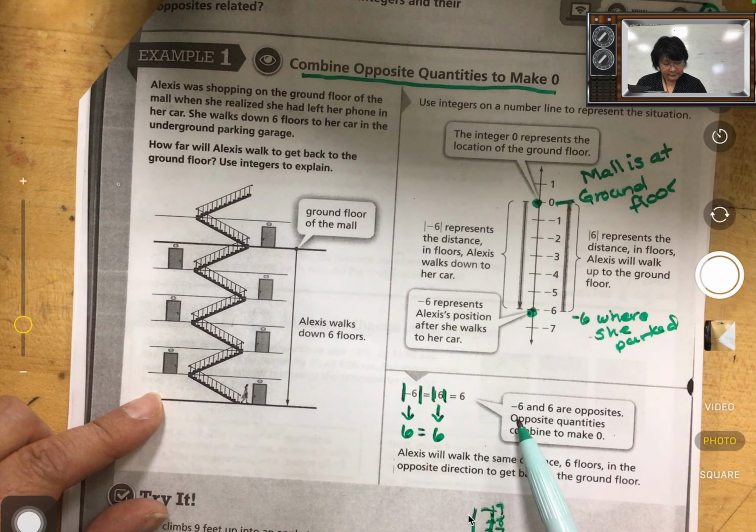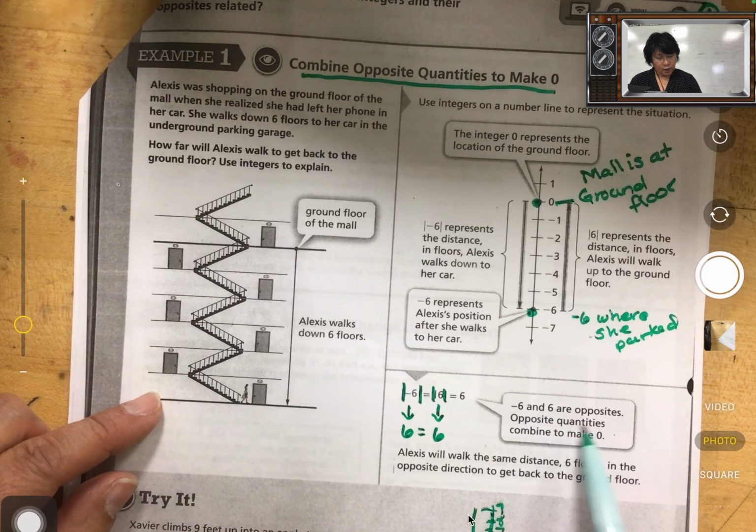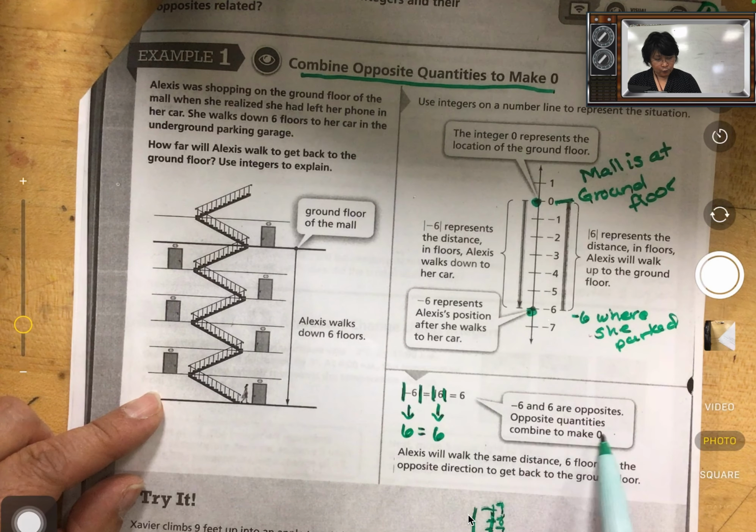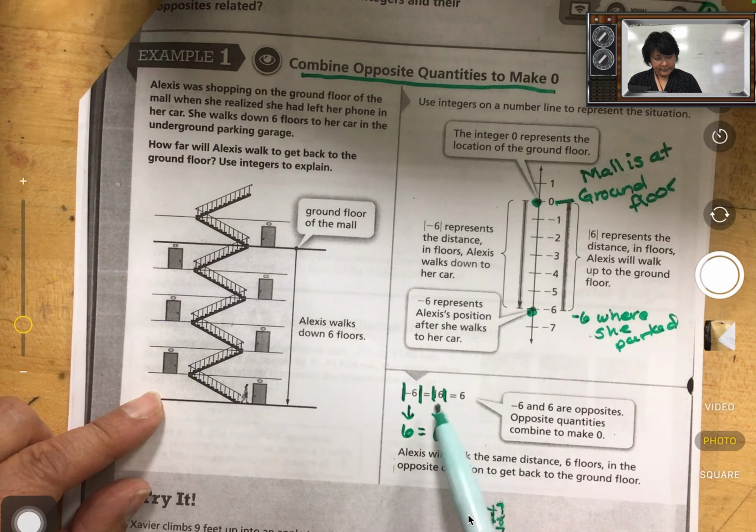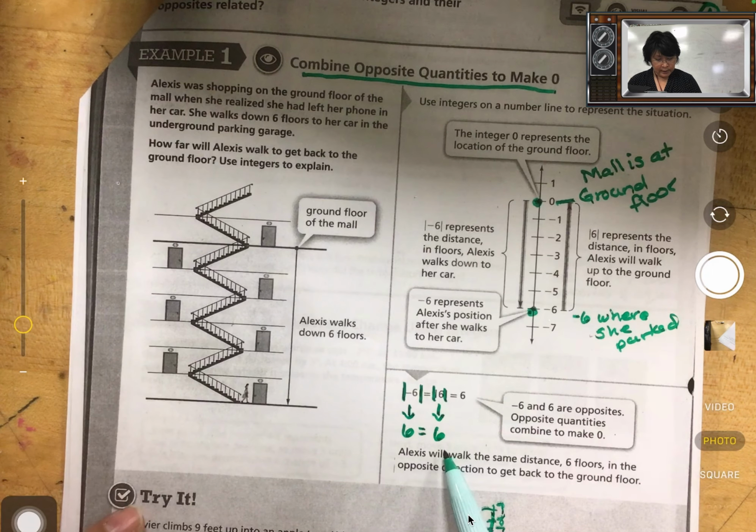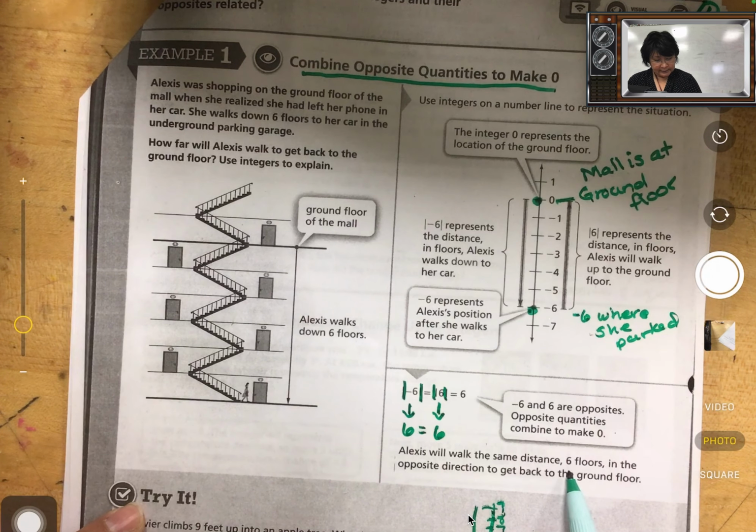So -6 and 6 are opposites. Opposite quantities combine to make 0. And the absolute values of these numbers will always be positive. So Alexis will walk the same distance, 6 floors, in the opposite direction to get back to the ground.